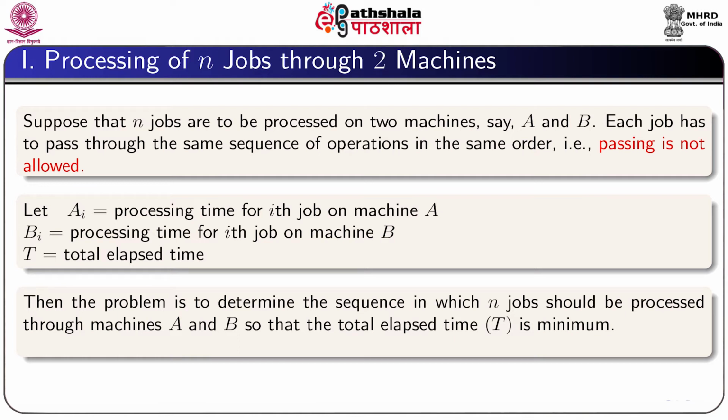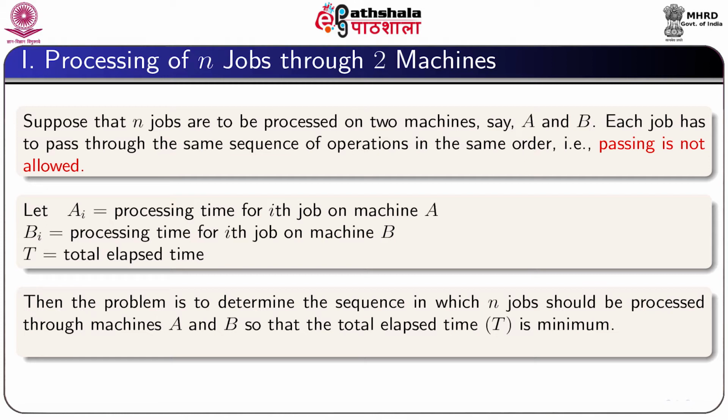Now, we proceed to discuss type 1 job sequencing problem, that is, processing of n jobs through 2 machines. Suppose that n jobs are to be processed on 2 machines, say A and B. Each job has to pass through the same sequence of operations in the same order, that is, passing is not allowed here.